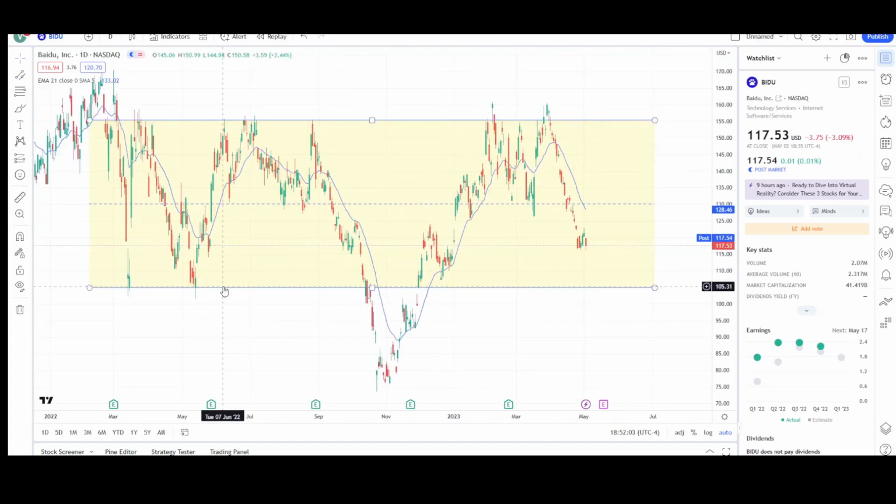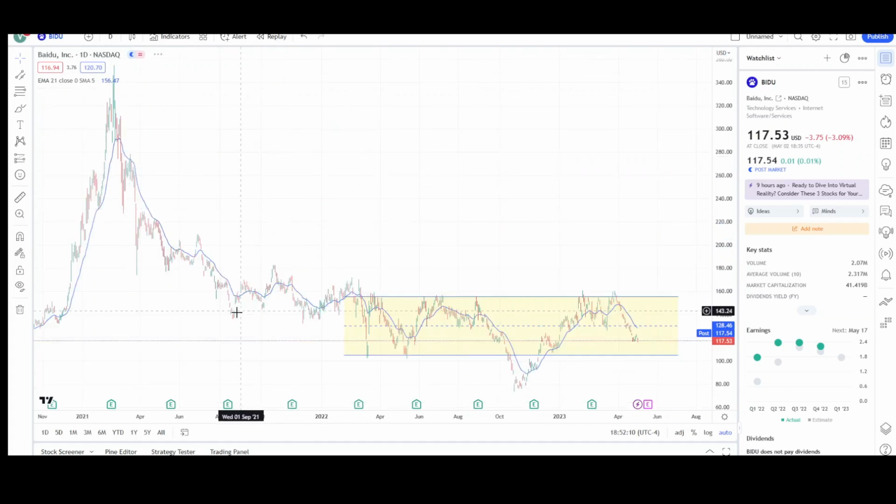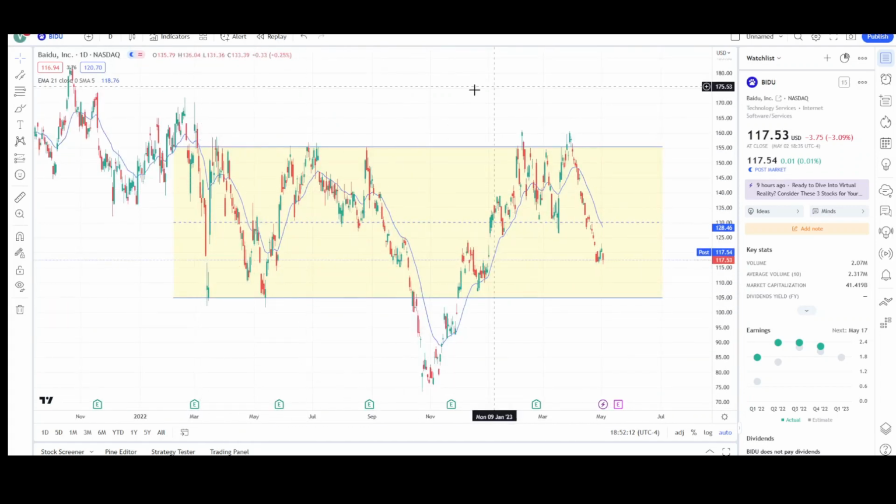And it looks like there's some strong support at this 105 level. So basically, it's been a range bound pattern since March of last year, even before that. But this is the range that we're going to be looking at.